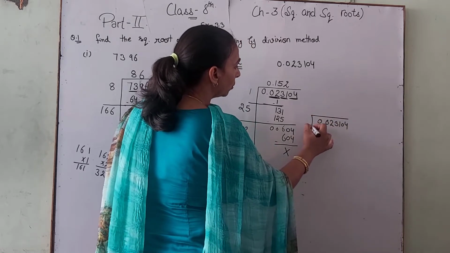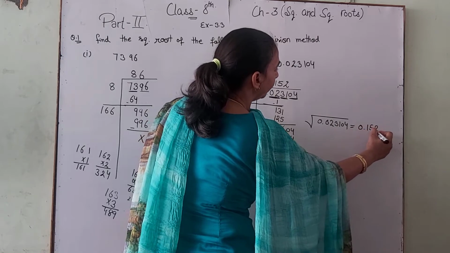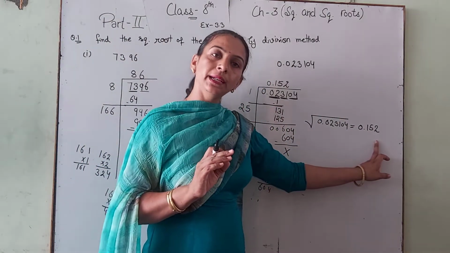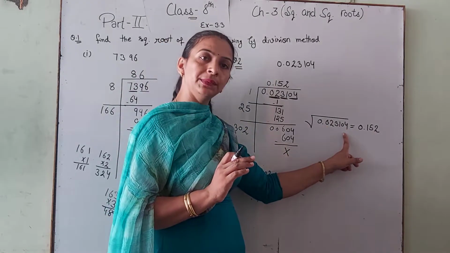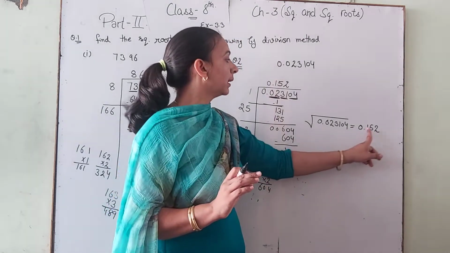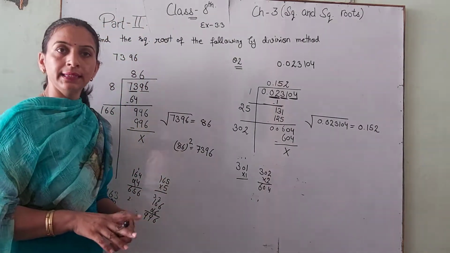0.023104. The square root of this is equal to 0.152. There are a total of 6 digits on the right side of the point, but in the answer there are a total of 3 digits on the right side of the point. Okay. Next I will take the next question.